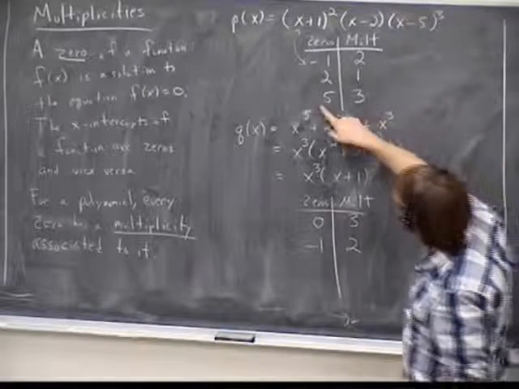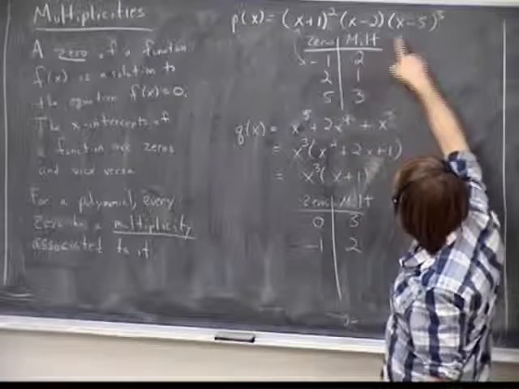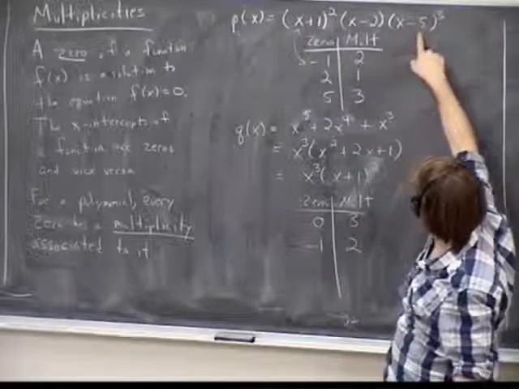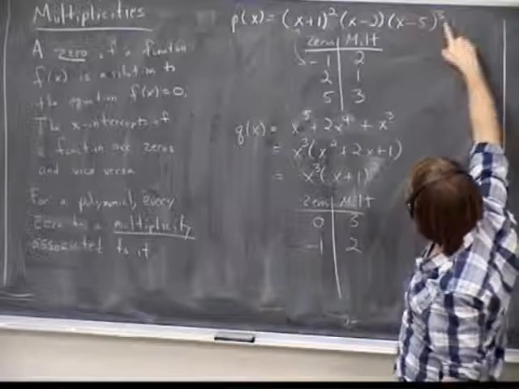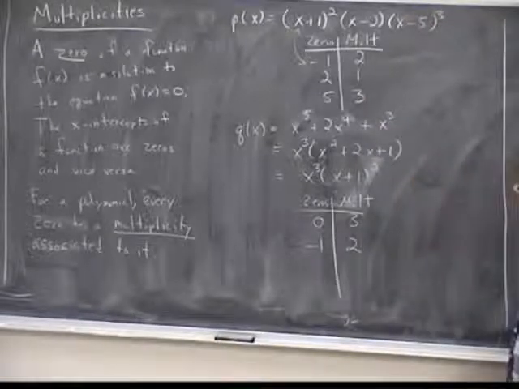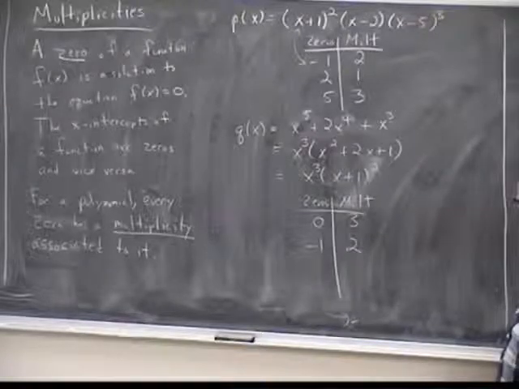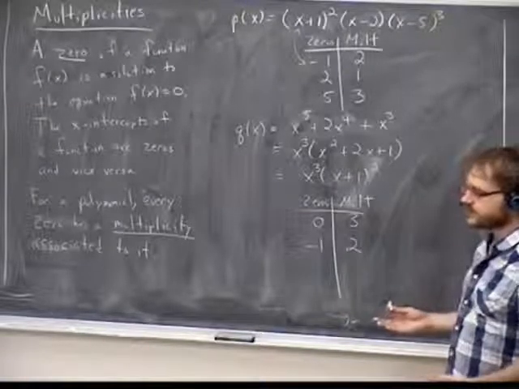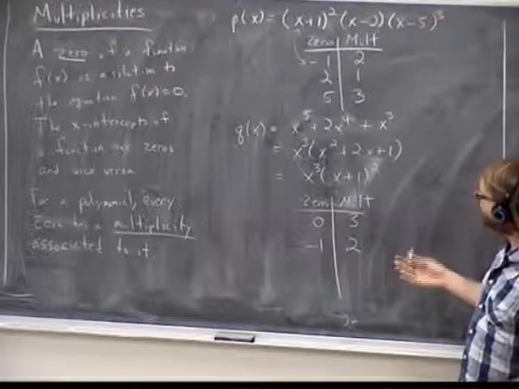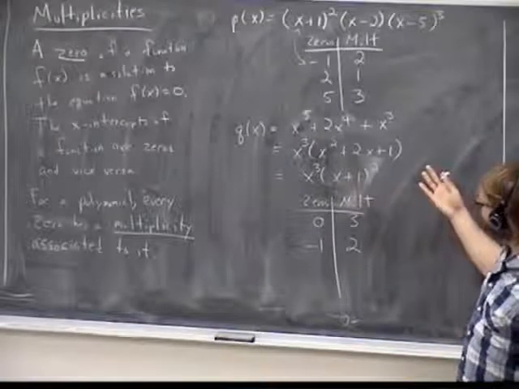And finally, 5 is a zero. If we go up to the polynomial, to the factor that corresponds to it, x minus 5, we see that the exponent here is 3, so the multiplicity is 3. Now, the reason we're learning about these multiplicities is because they'll help us to graph polynomials later. But for now, we'll just focus on the concept of multiplicity.